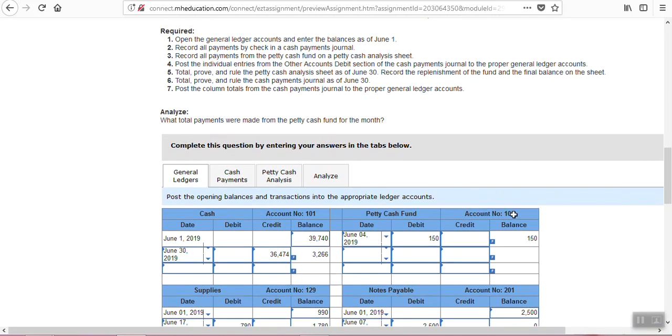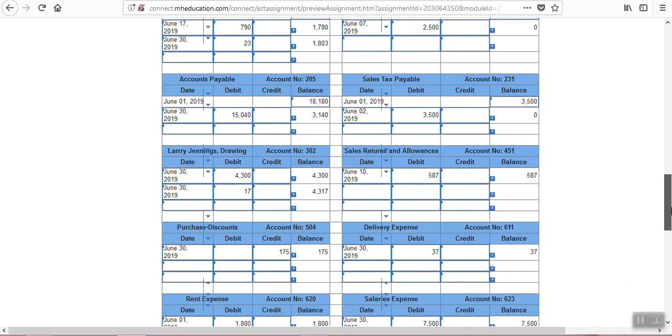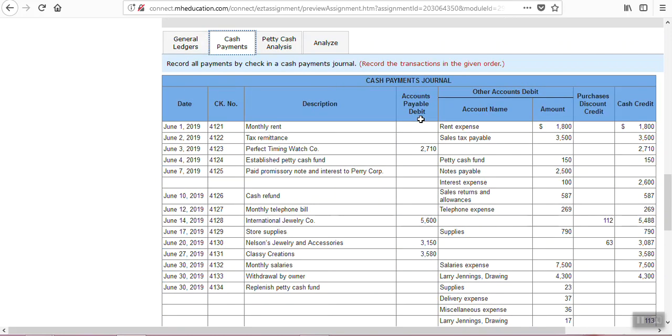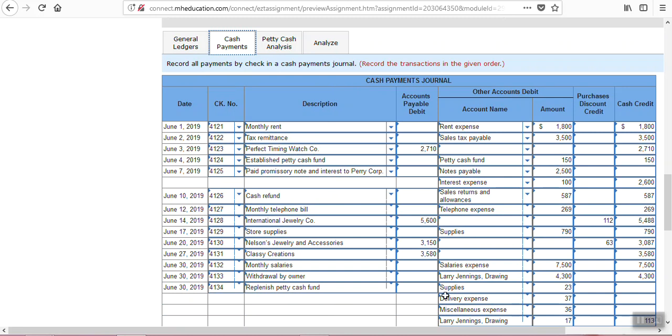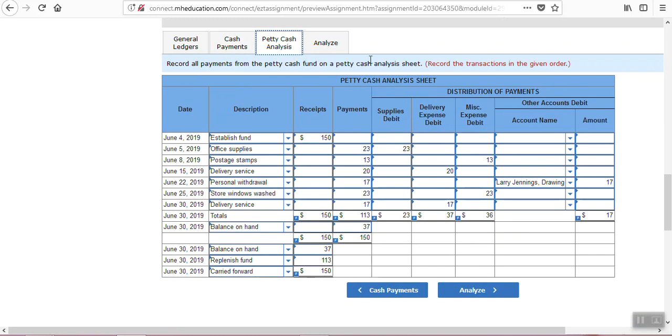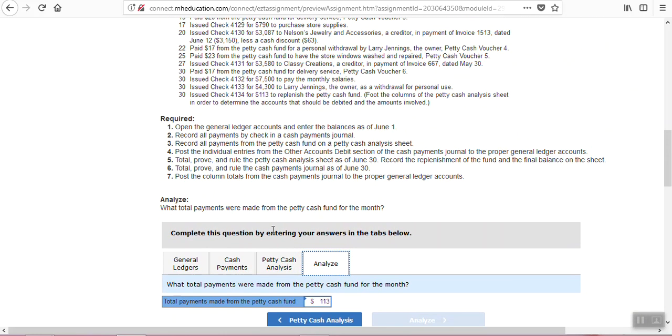So down here we've got several tabs. We've got a general ledger tab, a cash payments tab, which is a cash payments journal, and we looked at one of those already. This one's just a little longer. We've got a petty cash analysis, which is something new, and an analyze question. So I really wanted to look at the petty cash.